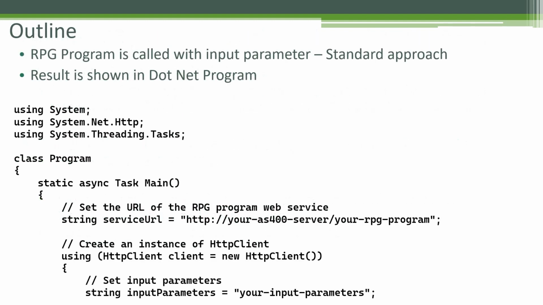Specify the RPG program. Specify the RPG parameters as input and output: character, decimal, array, data structure. How to read the RPG output result in .NET.